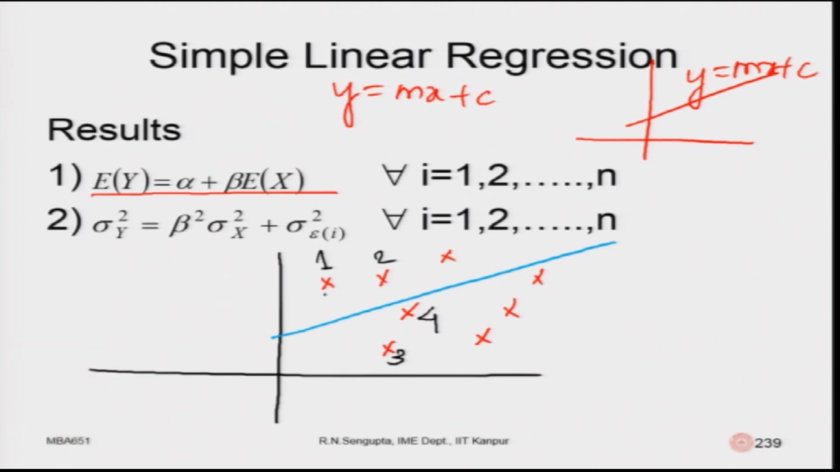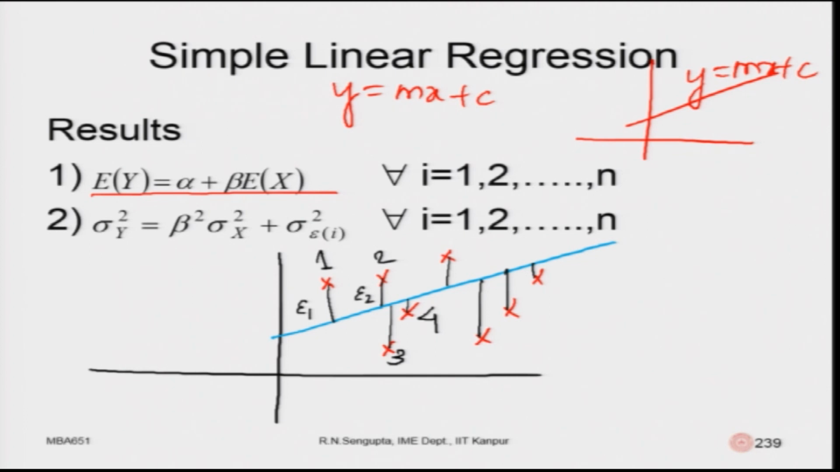this equation would have an error. The actual value of y is here, the predicted value of y is on the straight line. So, obviously this is an error. This is epsilon 1, which is the error for reading 1. For the second reading, actual y is here, predicted value of y is here. So, this is epsilon 2. Similarly, this is epsilon 3, epsilon 4, epsilon 5, 6, 7, 8.